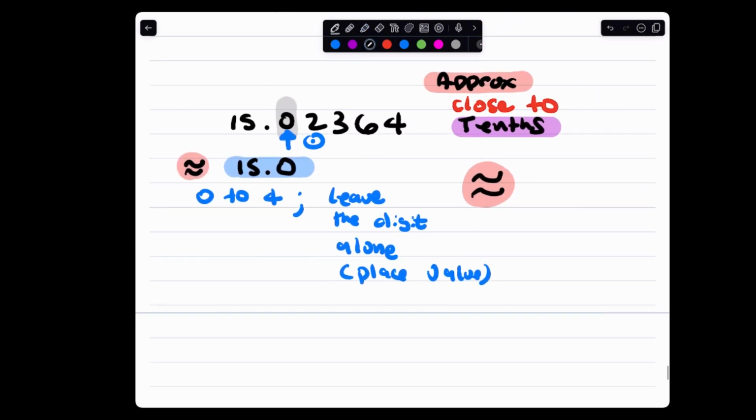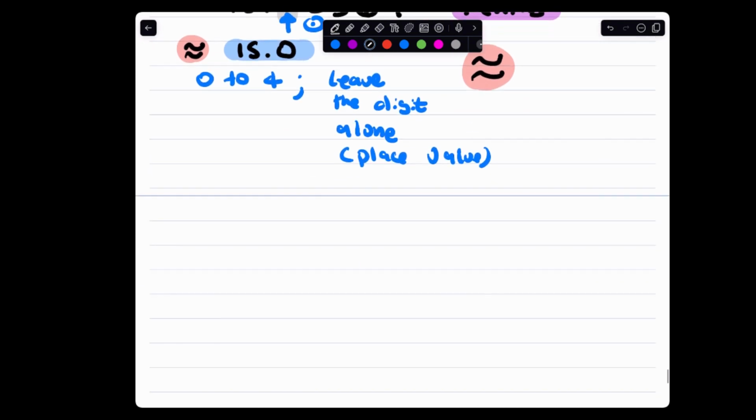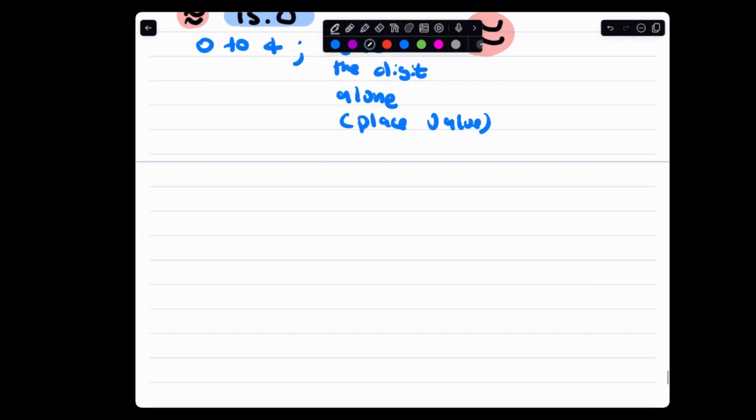Okay, anybody have any questions on that? What do you guys think? Easy peasy lemon squeezy? Okay, what if they gave you 28.0963472, and again, they want you to approximate to the tens position here.